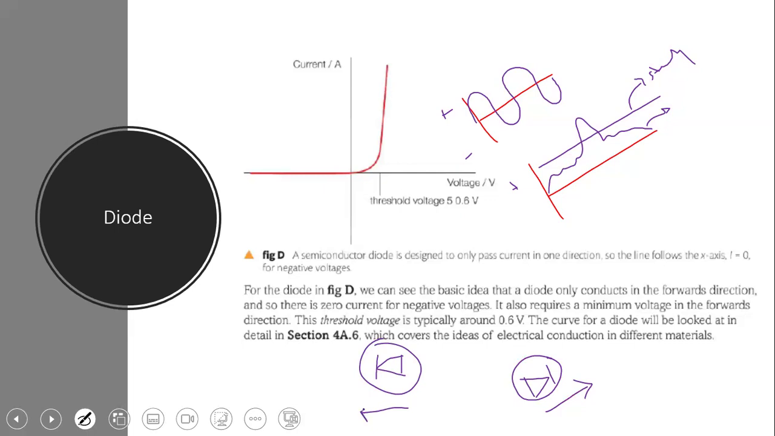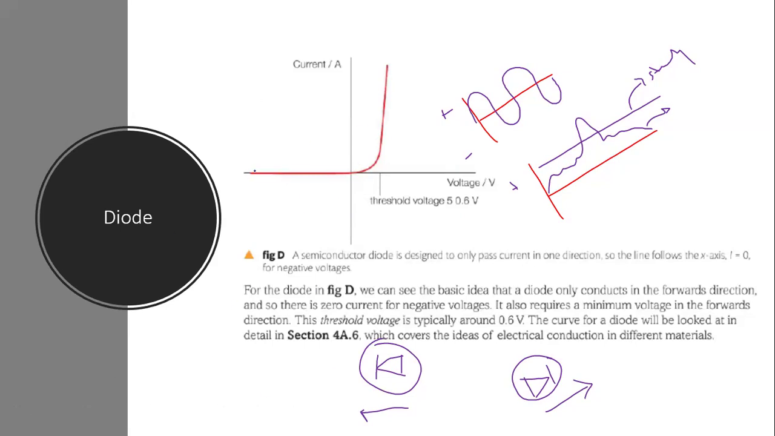So the arrow of the diode will also always tell you in which direction the current will be allowed to pass through. Now, why does a diode work the way it works? You don't need to know details of this, but you will still understand to a certain extent. You might not understand it completely, but you will understand a little bit when we're going to talk about semiconductors.